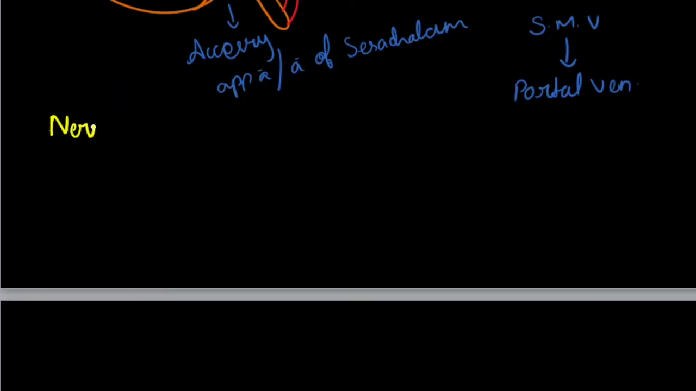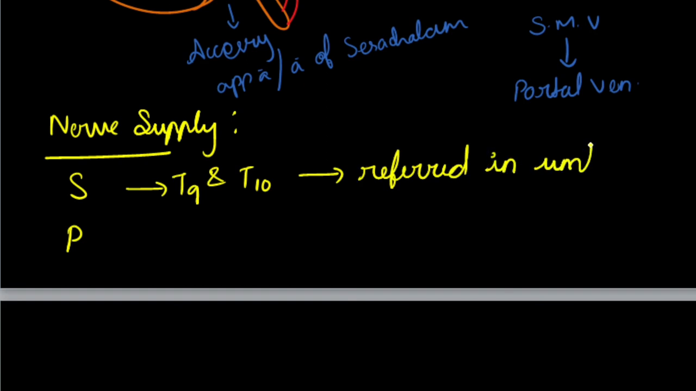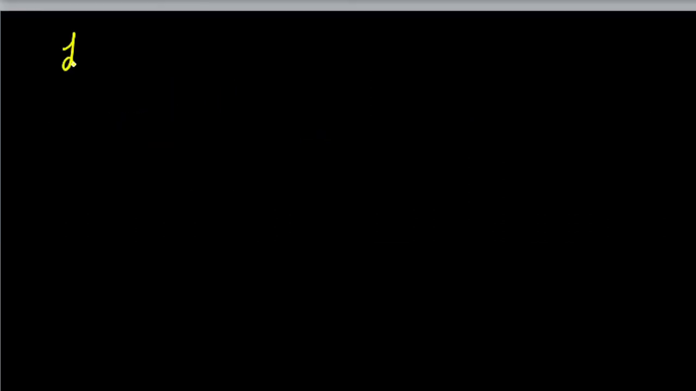So now regarding the nerve supply of the appendix. There are two types, sympathetic and parasympathetic. Sympathetic supply arises from T9 and T10 through the celiac plexus, and this causes the referred pain in the umbilicus. So whenever there is pain in the right iliac fossa, because of the same dermatomal origin, we also have referred pain in the umbilicus. And the parasympathetic supply is through the vagus. Now regarding the lymphatic drainage.